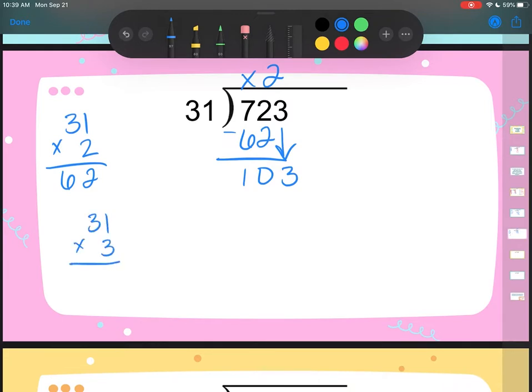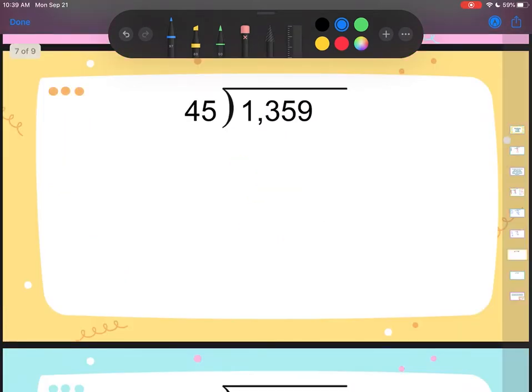So I'm going to do 31 times 3 to see what that would be to go into 103. 3 times 1 is 3. 3 times 3 is 9. So it would be 93. So 31 went into 103 3 times. 3 times 31 was 93. And I subtract and I get 10. So my answer ends up being 23, remainder 10.